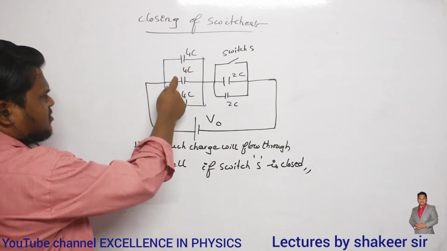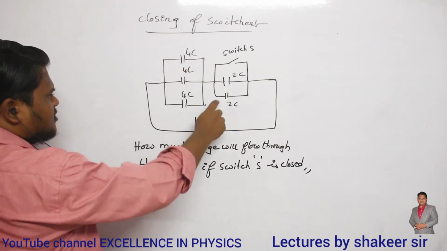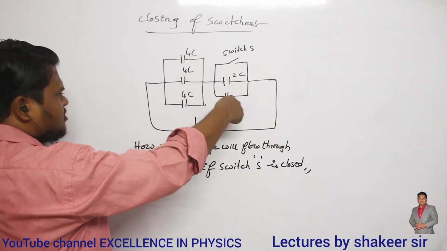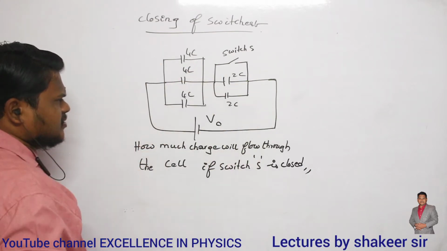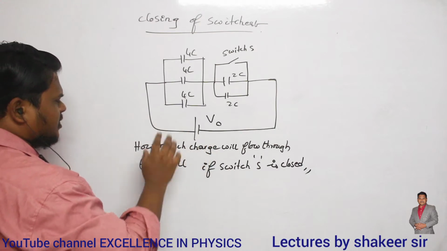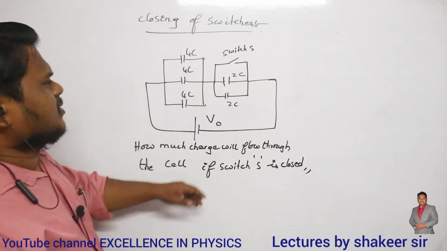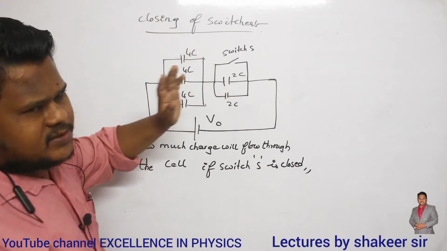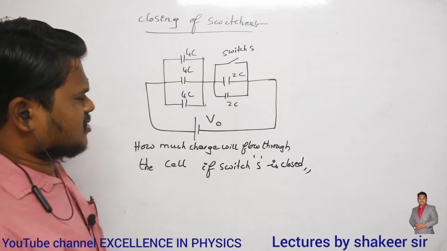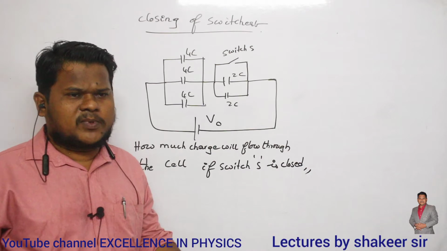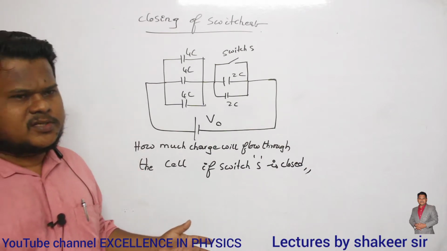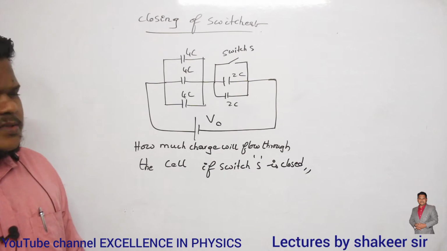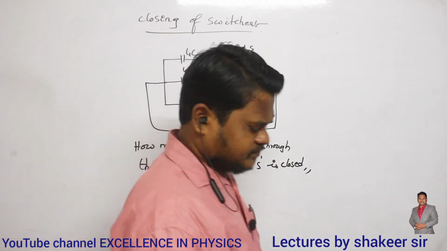So 4C, 4C, 4C are connected in parallel. 2C and 2C are connected in parallel. This total combination and that total combination are connected in series. All of them are connected to a battery of potential difference V0, and this is the switch. If I close this switch, what is the additional charge the battery should supply, or how much additional charge is the battery receiving? You should calculate this.